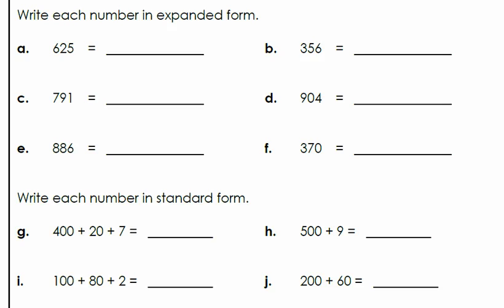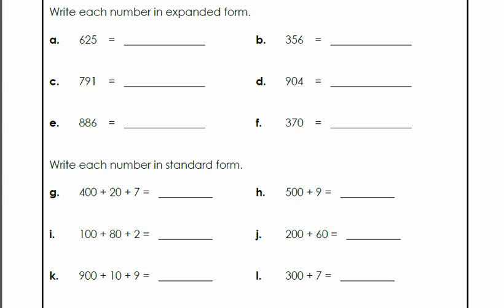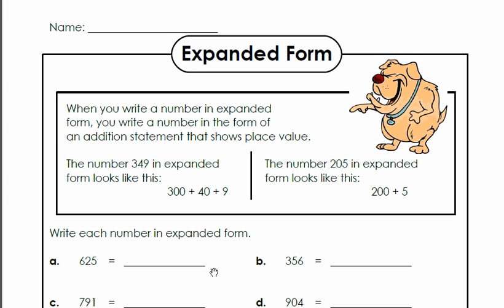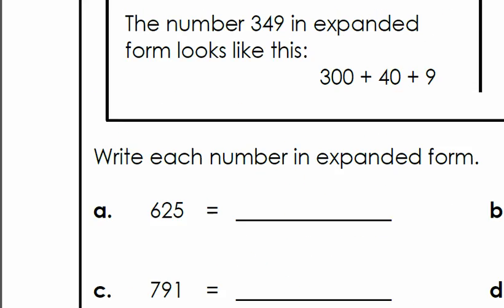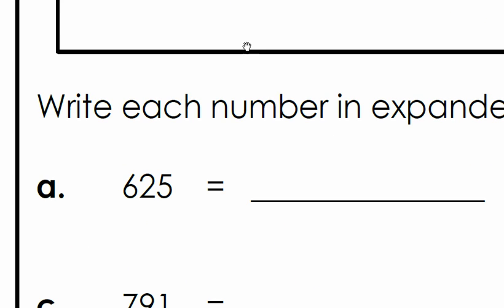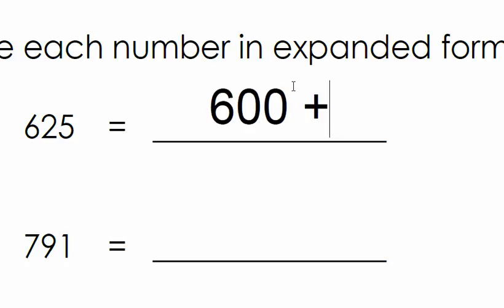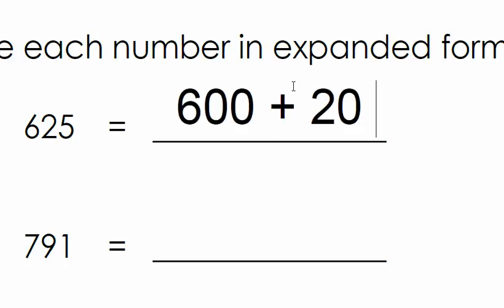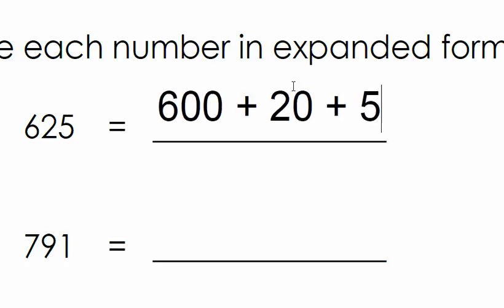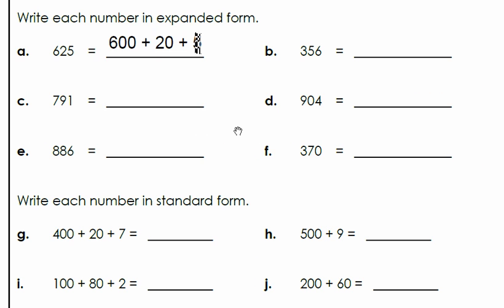Now this worksheet says expanded form, right? That's when I use the zeros and the plus signs. So look at the first one. I have 625. What comes first? 600. What do I use in between? Plus. Plus what? 20. Plus 5. That's it. So you do that for all of them, for A through F.